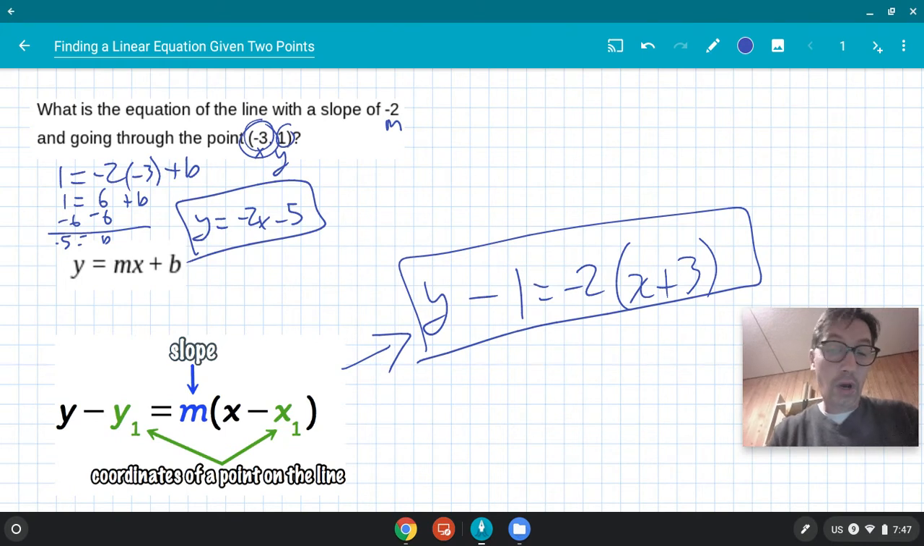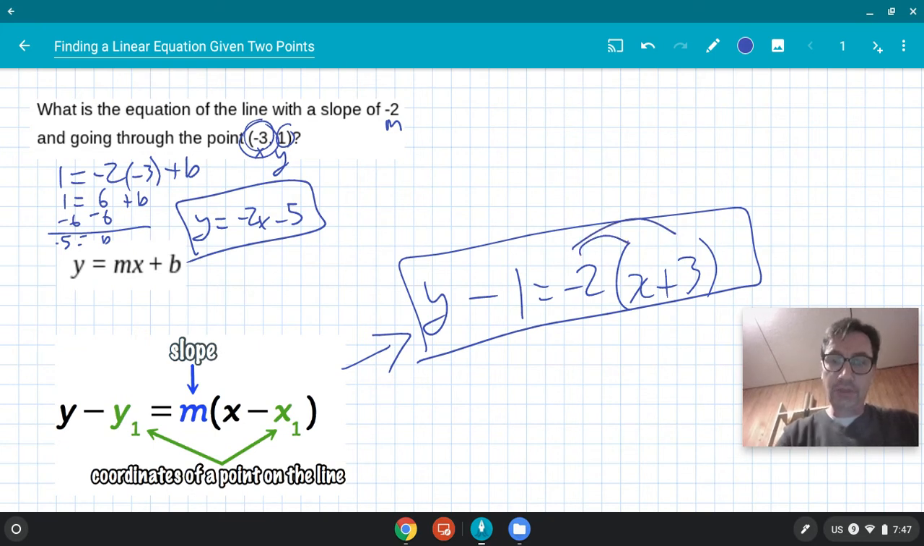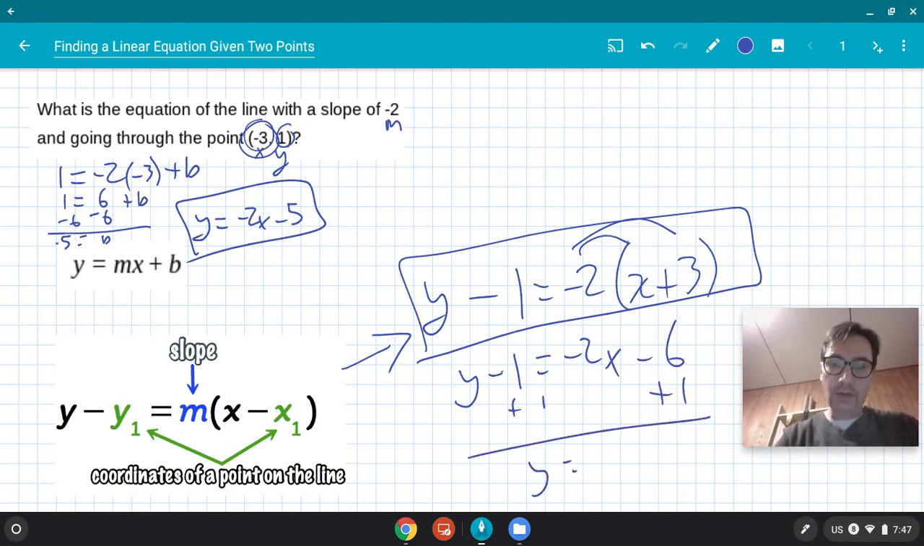If you want, you could change it into the y equals mx plus b format. You didn't have to. It doesn't say that you had to have it in slope-intercept form. This is what's called point-slope form. But you could distribute this, and it would be y minus 1 equals -2x minus 6, and then plus 1, and so it would be y equals -2x minus 5. Okay, so either of those is fine.